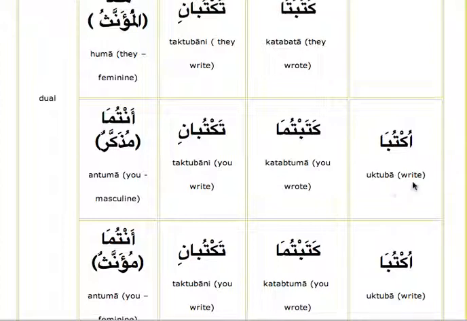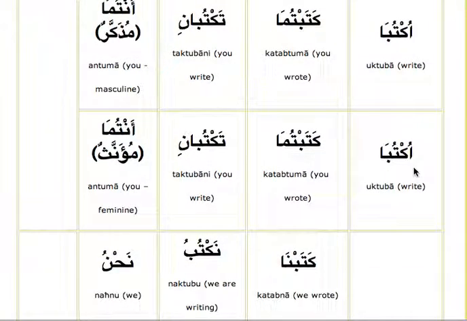Uktuba, write, to a couple of females. Katabtuma, you wrote. Taktubani, you write. Antuma mudhakkarun, you masculine. What? Antuma mudhakkarun, taktubani, but this is over here. Uktuba, katabtuma, taktubani. Antuma mu'annith. What do we see between this one? I honestly think this one is duplicated.